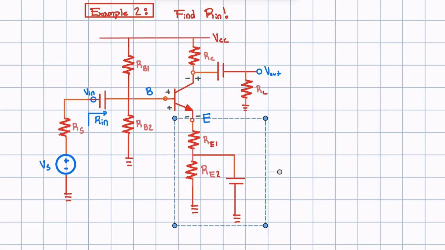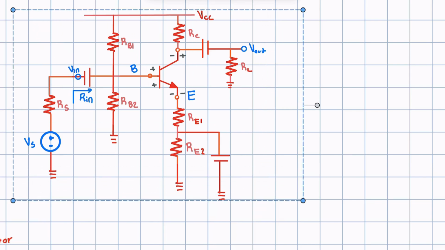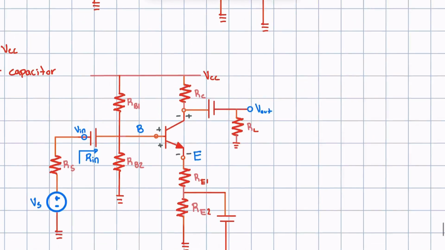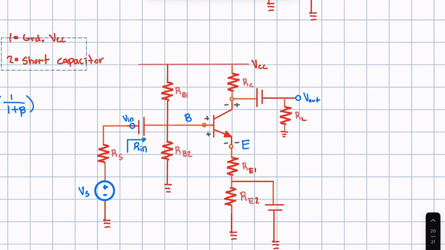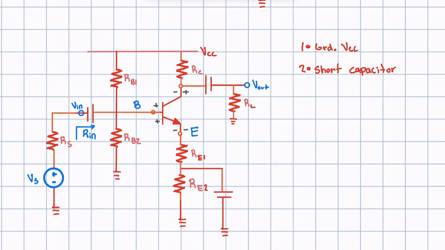So let's get started by first making this an AC analysis. Let me duplicate this circuit and move it down here. Hopefully we can see our steps. We're going to ground VCC and then short capacitors. So let's first ground VCC. We're grounding VCC at RC and at RB. The second step is we're going to short every capacitor. Let's short capacitors. All right, now we can get rid of them.